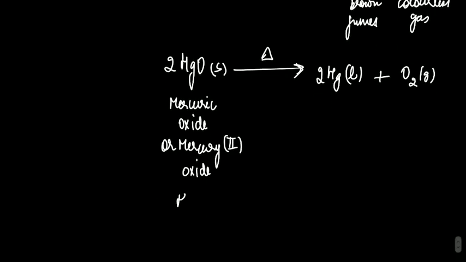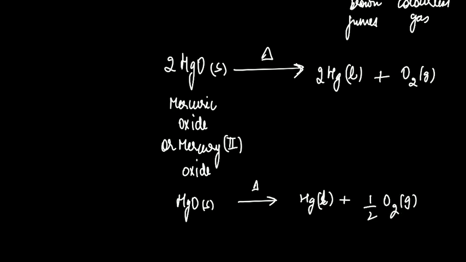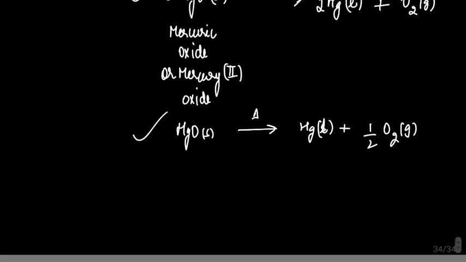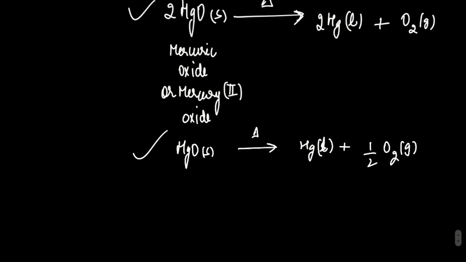Or we can write it like this: half O2. This is also perfectly balanced. Both are correct. Now we move to electrolytic decomposition reaction. We are done with the thermal.